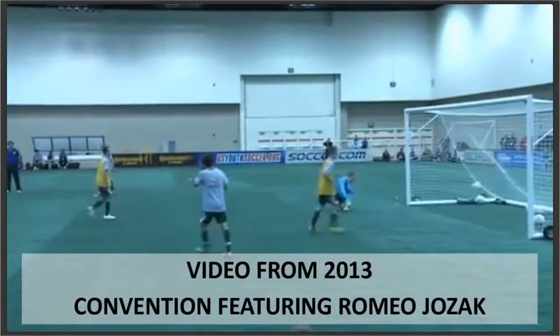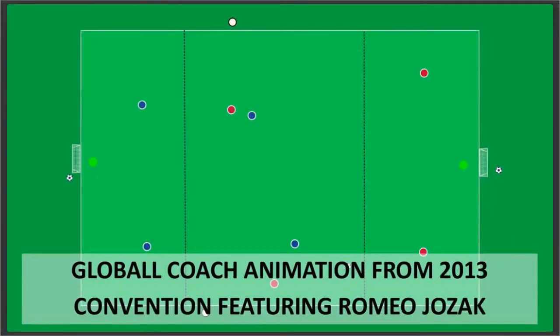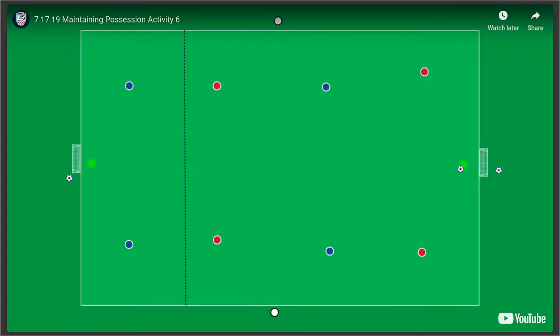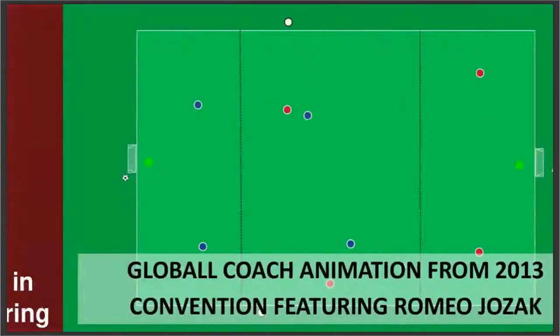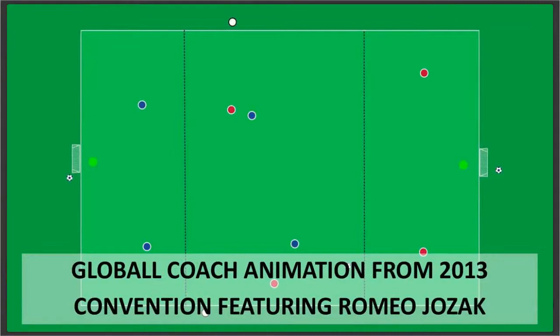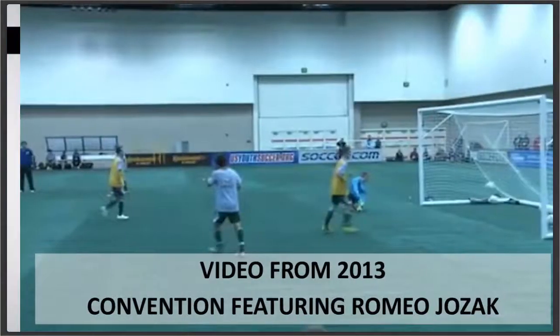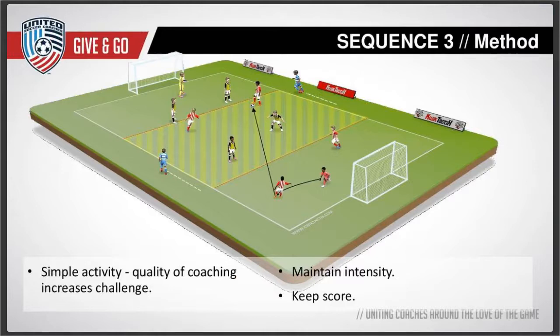Well, yeah, and that was a great video from Romeo. And let's now go to the global coach animation, where we'll see the same activity using these dots and the soccer ball, and we can see the movement patterns. So Ian, we've now seen the sixth activity in the series, looking at keeping possession. So let's now look at the final slide of this most recent activity, and any final comments.